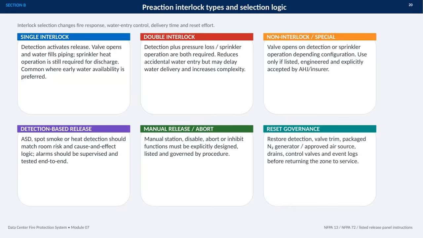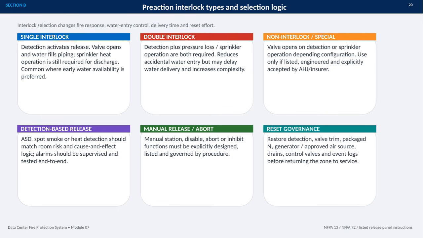This slide compares the main preaction interlock types and the logic used to select among them. The choice affects how quickly water becomes available, how well accidental water entry is controlled, and how much effort is required to reset the system. Single interlock systems use detection to open the valve and fill the piping, while sprinkler heat operation is still required before water discharges. They are often chosen when early water availability is important.